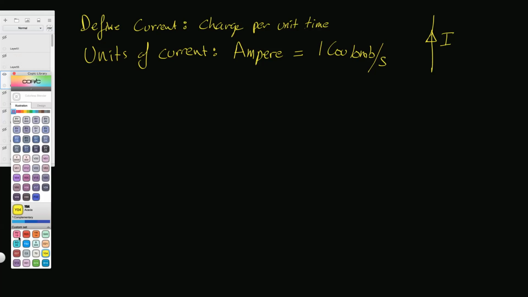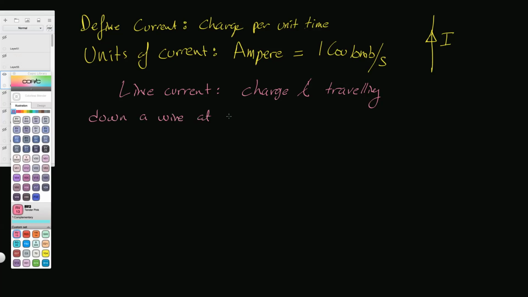And that's really what the current down a wire is. Line current is a line of charge lambda traveling down a wire at speed v. So the current is I equals lambda v.